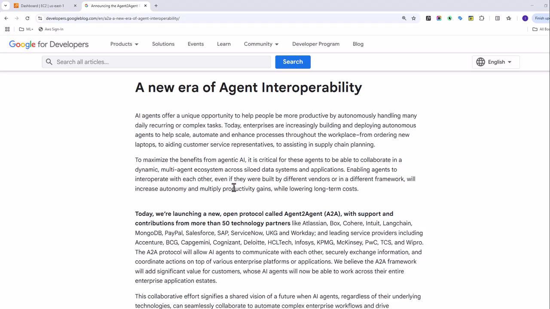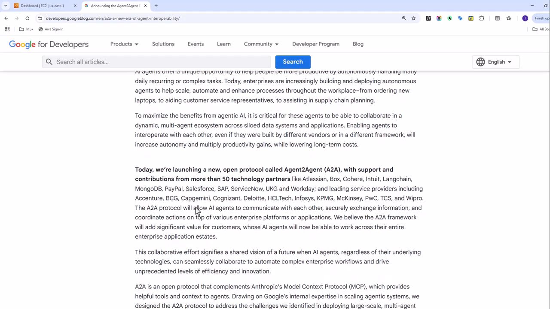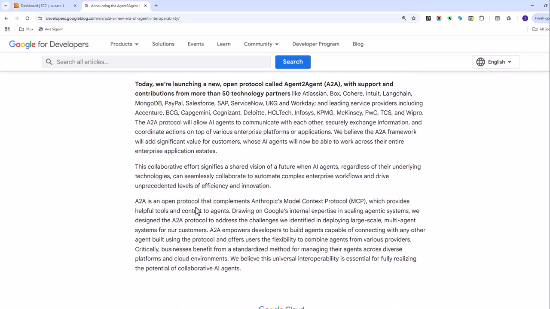First of all, this is the first announcement that came from Google. And if you look at it, it is not like a random announcement where they have launched a framework and just let it out in the market. They have actually partnered with very significant firms such as Atlassian, Box, Cohere, Intuit, Langchain, and so forth. So these are all the service or the product providers till here. And there are also service providers getting involved.